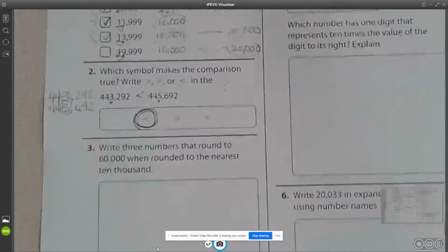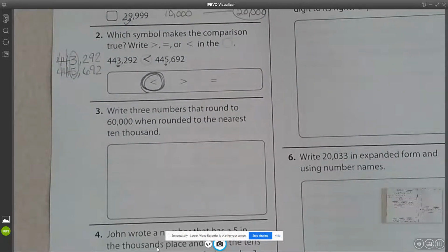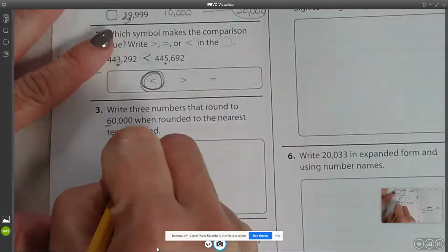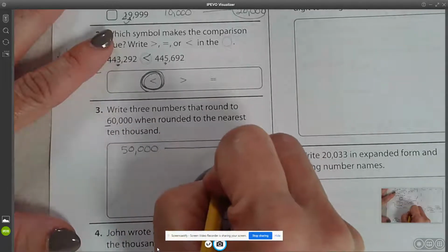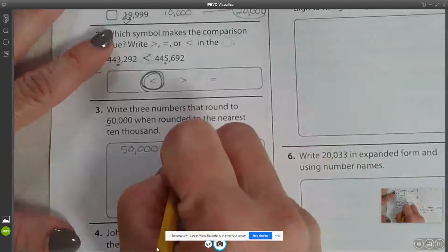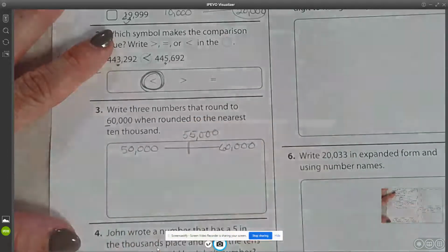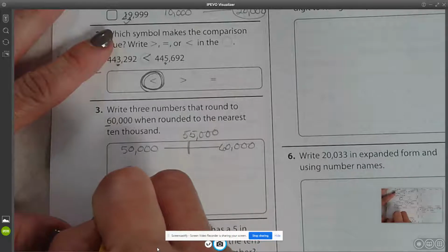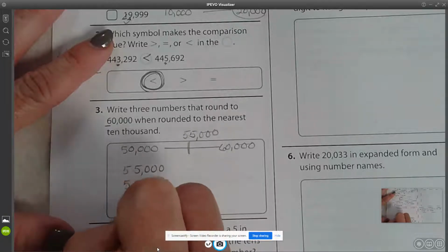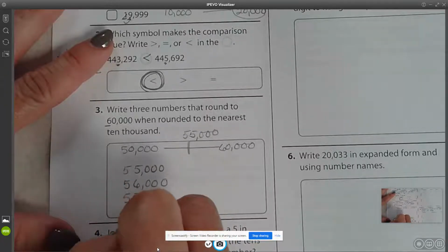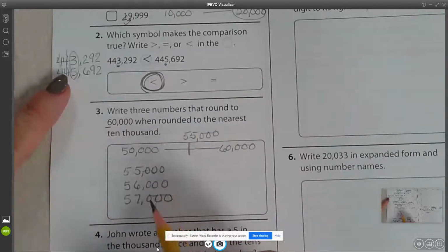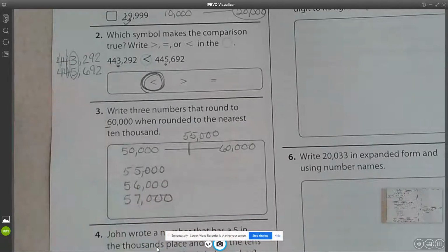Okay. Now here, write 3 numbers that round to 60,000 when rounding to the nearest 10,000. This can be anything you want. The point is, your choices are going to be 50,000 and 60,000 on your number line. You can pick any number between 55,000 and 60,000. So I could have chosen 55,000. I could have chosen 56,000. I could have chosen 57,000. You could catch the drift. I could have chosen 55,412. These digits right here really won't matter because it's just the thousands place that makes the difference.